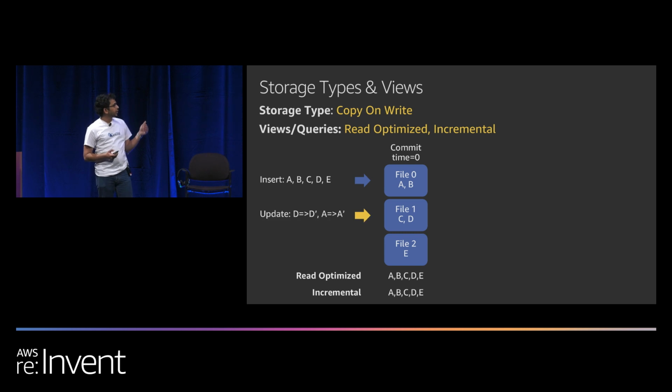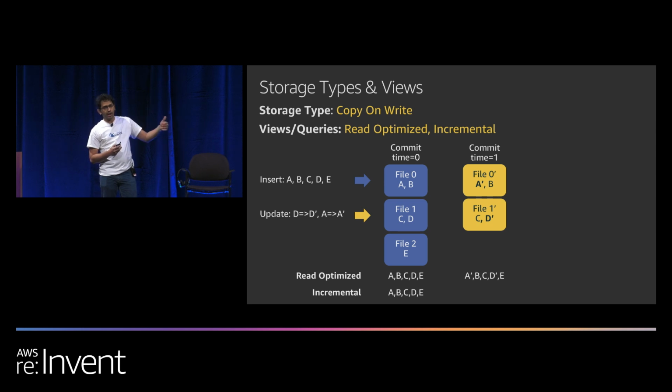Now let's introduce updates. Let's say you update D to D prime and A to A prime. So Hudi will internally figure out which files D and A are part of, and then selectively version these files at commit time 1, which generates another commit. So you have file 0 prime now containing A prime, and then file 1 prime is the first version of file 1 containing D prime. And then at this point, if you issue a read optimized query, you are again querying the latest snapshot as of commit time 1, which will give you A prime, B, C, D prime, and then the content from the latest version of file 2, which gives you E, right?